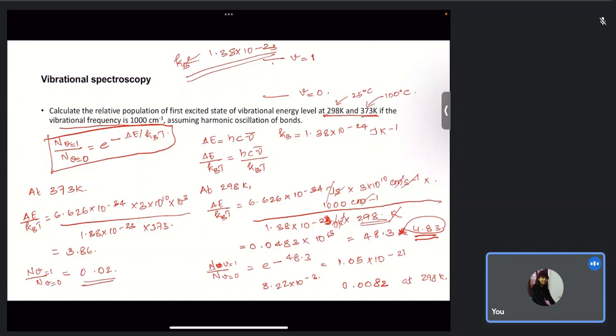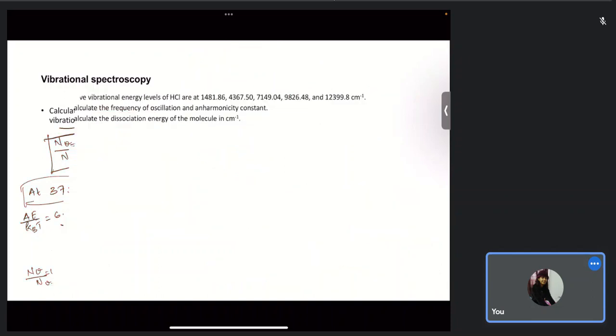This is at 373 and this is at 298. At 298 it is supposed to come at 0.0082. You have to resubstitute kb as 1.38 into 10 to the power minus 23 for this particular calculation, and you will get the value as 0.0082. Okay, so let's go to the next question.